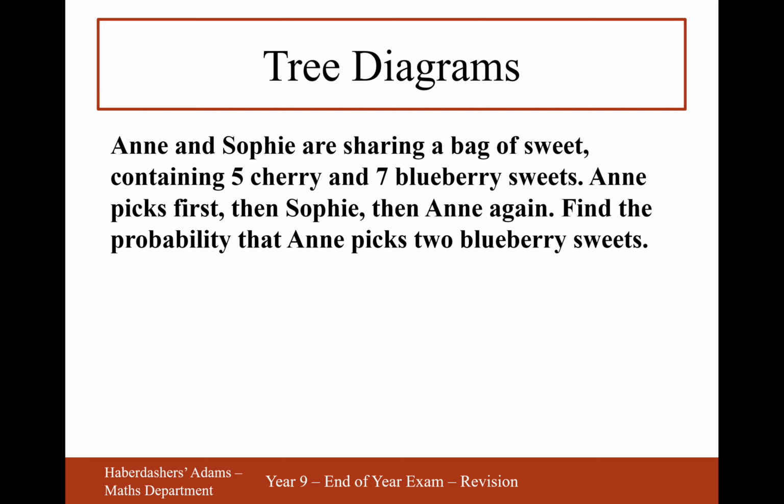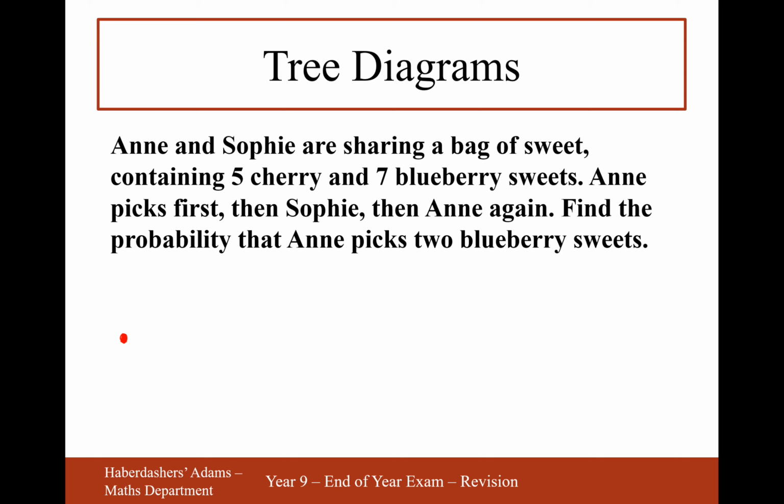Alright, let's move on to a bit more of a challenging question here. Anne and Sophie are sharing a bag of sweets containing 5 cherry and 7 blueberry sweets. Anne picks first, then Sophie, then Anne again. Find the probability that Anne picks 2 blueberry sweets. Okay, so I'm specifically looking for Anne picking 2 blueberry sweets.